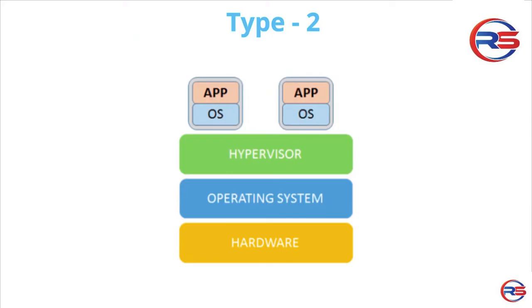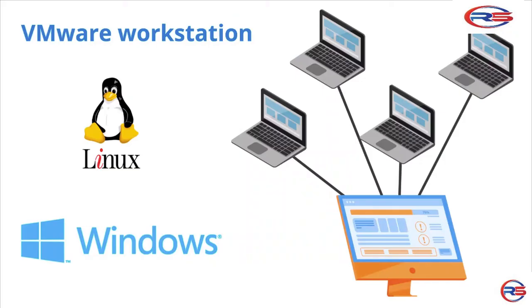Now let's talk about type 2. Here we can see this is the hardware, here's my machine. Over my machine I have another operating system. And over the operating system I have a hypervisor. And over the hypervisor there are different kinds of operating systems and apps. So this is a type 2 system. An example of type 2 is VMware Workstation, which is a type 2 hypervisor.